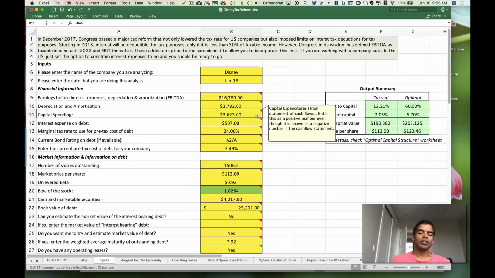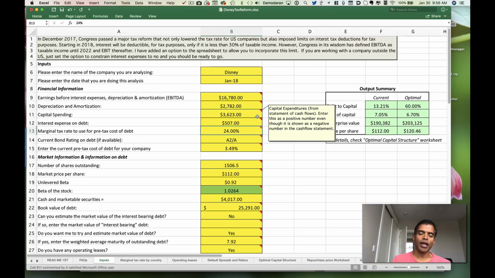Stay on the statement of cash flows, because somewhere in that statement you should see capital expenditures. It'll be a negative cash flow, but just enter it as an absolute number. So there's my capital expenditure for Disney. Then I ask you for the interest expense on your debt. Go back to your income statement and tell me what the interest expense was in the most recent 12 months, that same period from which you got the EBITDA. Then I ask you for the marginal tax rate to use.